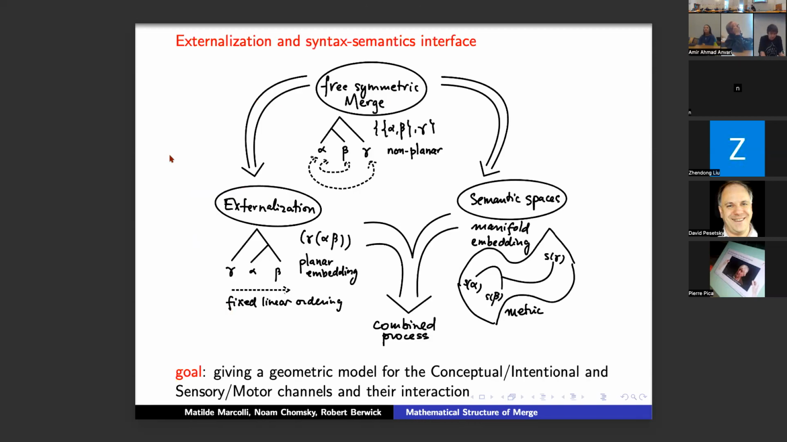But so this is the thing you get. But there is something else before we get to that type of stuff. There is something else that we could do using just this very simple-minded idea that I explained here, which is to get a simple geometric model of how these two channels, externalization and this interface with semantics, interact with each other. So in the way that we've seen this so far, you have this free symmetric merge mechanism that's just computing these syntactic objects in a kind of arbitrary way. You have lexical items at the leaves, and you have non-planar abstract binary rooted trees. And then on the one hand, you go down this externalization procedure, and you end up with a language-dependent choice of planarization, of linear ordering on these trees.